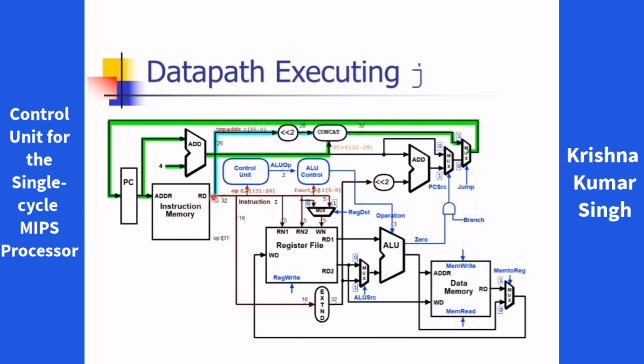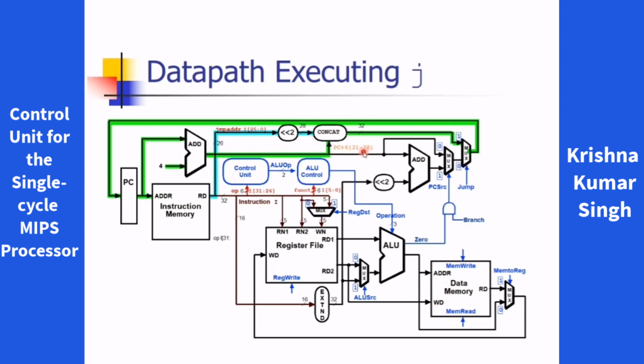So this signal jump should be 1 only for the J instruction, and for the others it should be 0. Let me show you the part of the data path that is activated in the jump instruction.